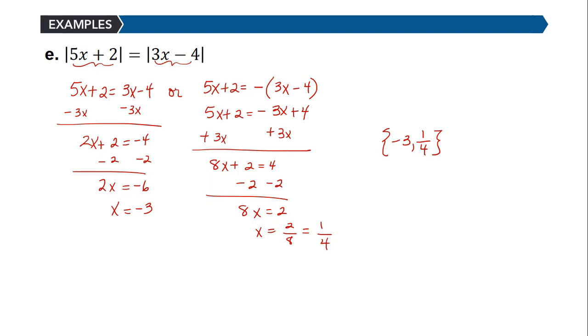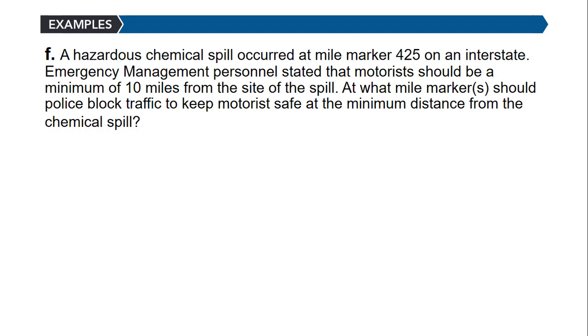And then I want to show you just one application problem, very similar to what is worked in the text. A hazardous chemical spill occurred at mile marker 425 on an interstate. Emergency management personnel stated that motorists should be a minimum of 10 miles from the site of the spill. At what mile markers should police block traffic to keep motorists safe at a minimum distance from the chemical spill?